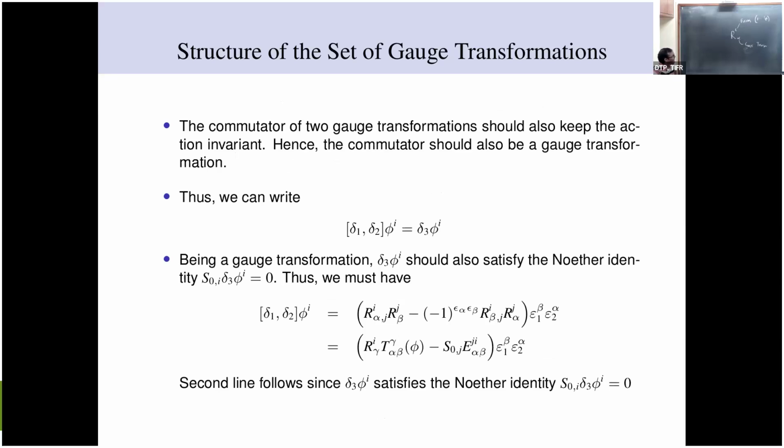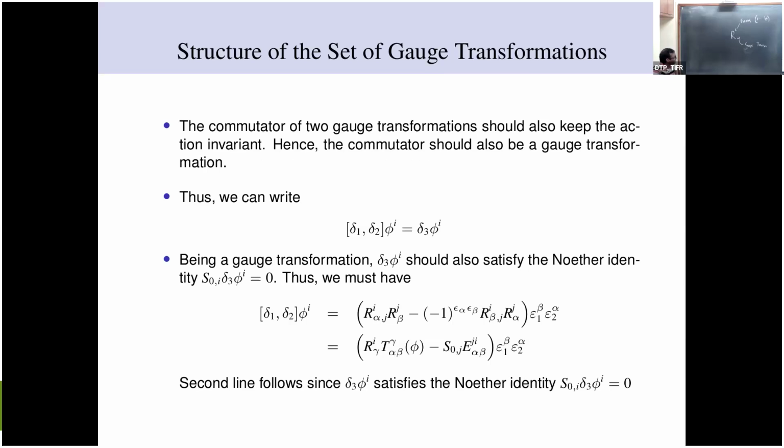But the commutator of two gauge transformations should also keep the action invariant. So the commutator should also be a gauge transformation. So we can also write it in this way: delta 1, delta 2 phi I equal to some delta 3 phi. And since this delta 3 phi I is a gauge transformation, it must also satisfy the Noether identities. So a general solution of the right hand side.